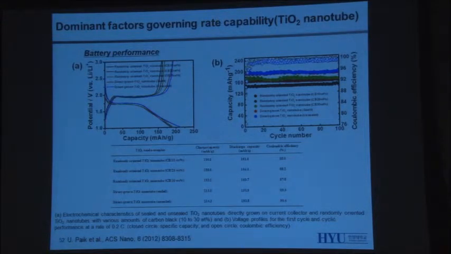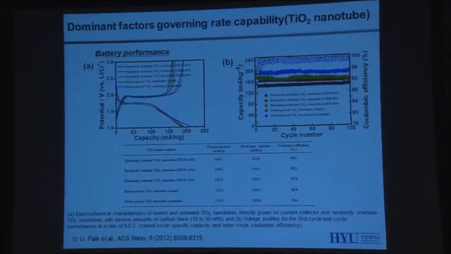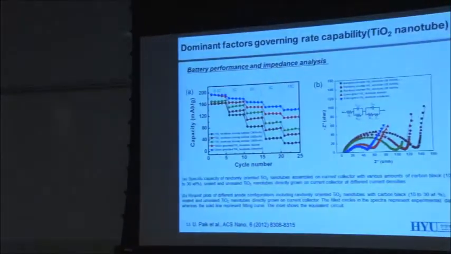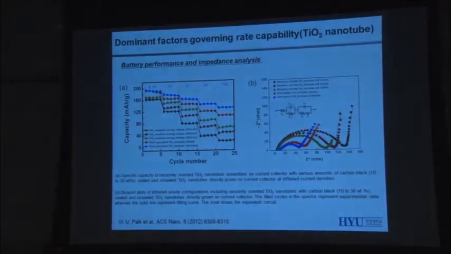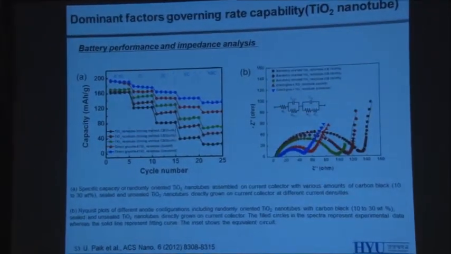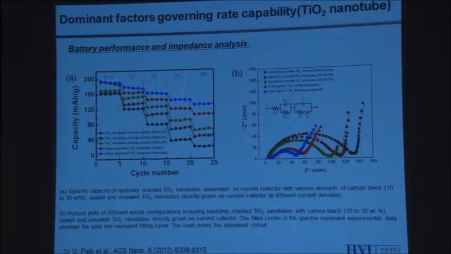So we can conclude that not only making this hollow, and the surface area of the titanium interacting with the electrolyte, but the orientation is also an important factor. So for the rate capability, again, making the titanium open and directly grown on the current collector shows the highest rate capability.